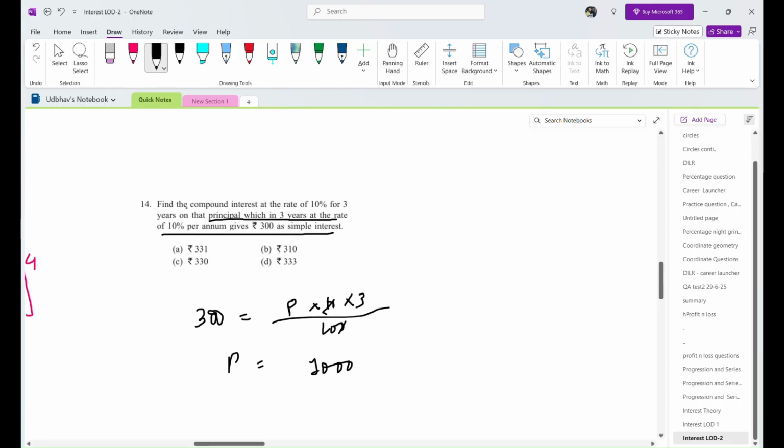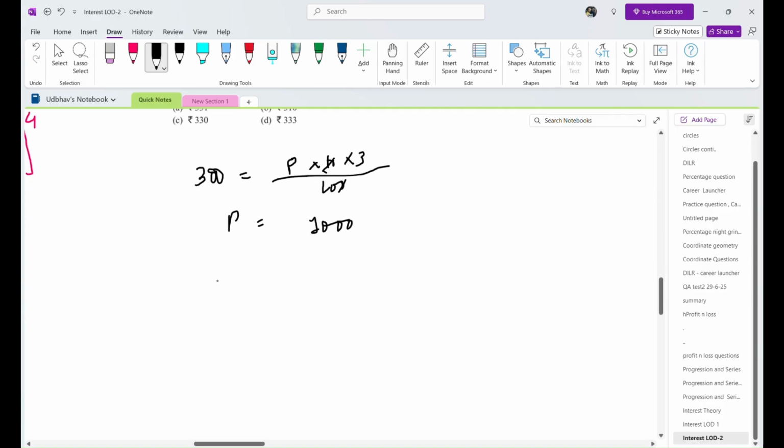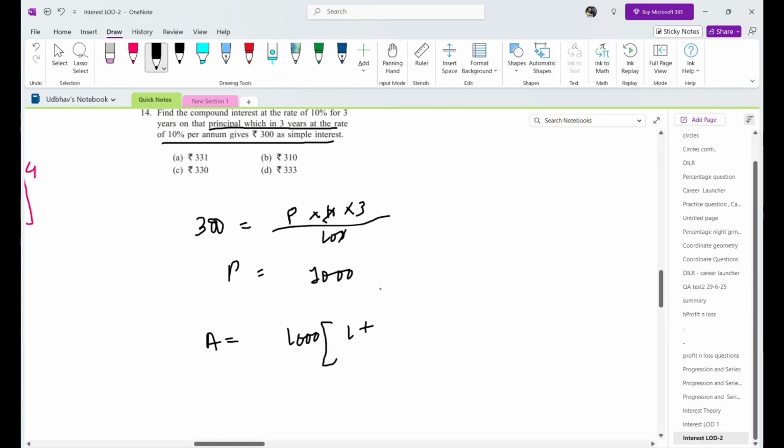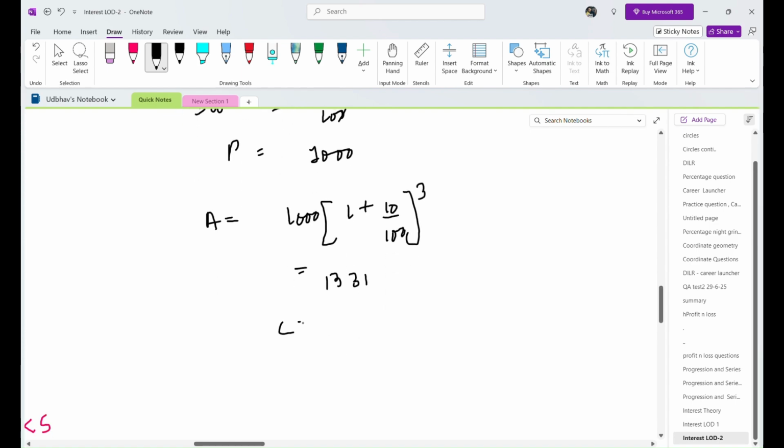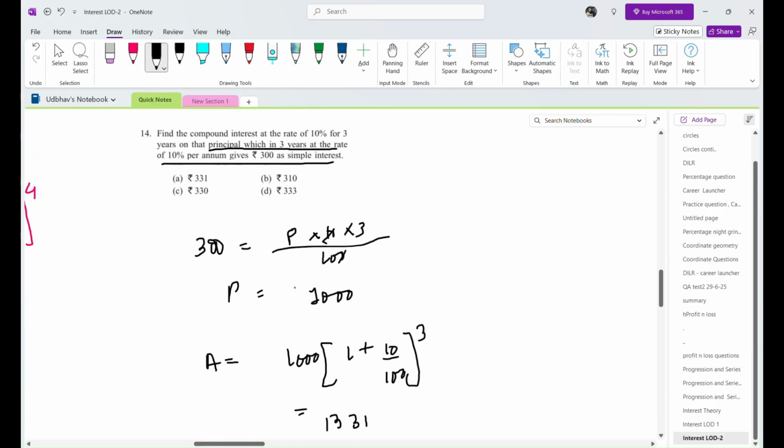For the principal we can find the compound interest now. Amount equals 1000 into (1 plus 10 upon 100) power 3. This comes out to be 1331. So compound interest is 331.